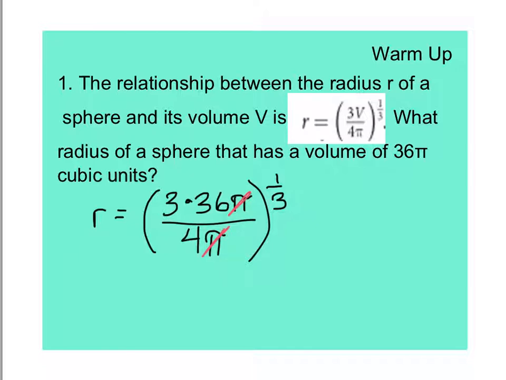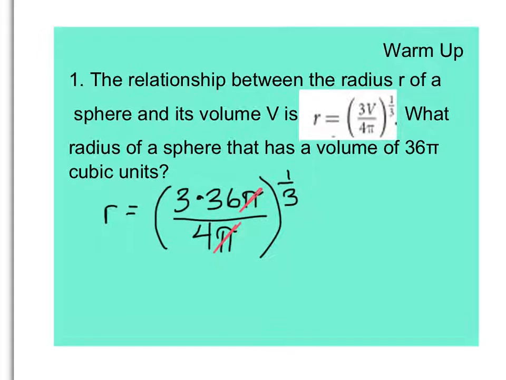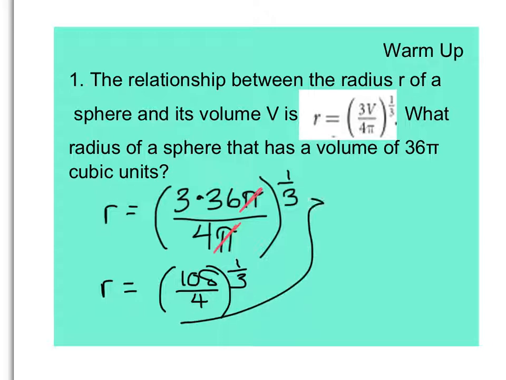3 times 36 is 108. So now I have that R equals 108 over 4 to the 1/3. Well, hopefully you check to see if 108 is divisible by 4, which it is, and you get R equals 27 to the 1/3.